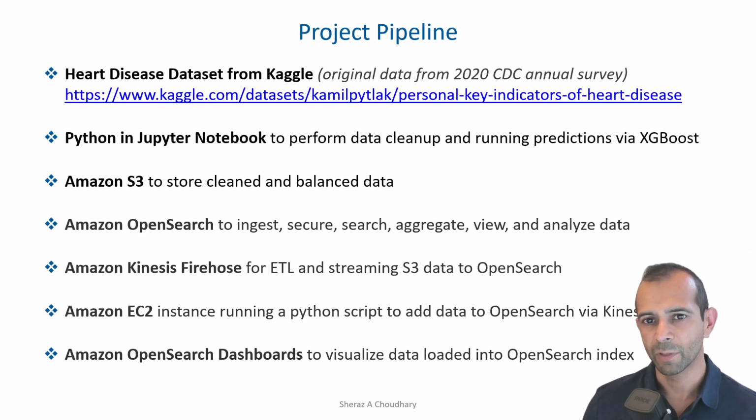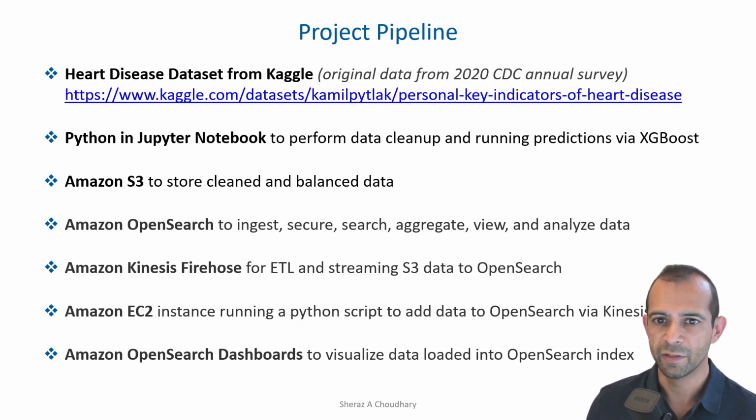Here's the project pipeline. As I mentioned, the dataset is from Kaggle and the link is listed. I then used Python and Jupyter Notebooks to do some data cleanup, balance the data, and finally, after the data was balanced and cleaned, run a fine-tuned XGBoost model to get the best predictions. I'll discuss the predictions later on the next slide.